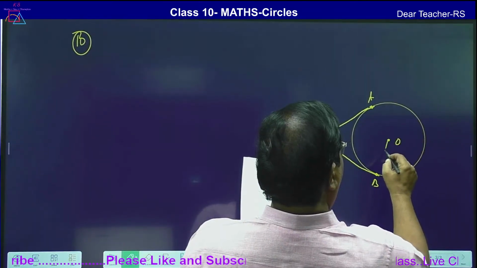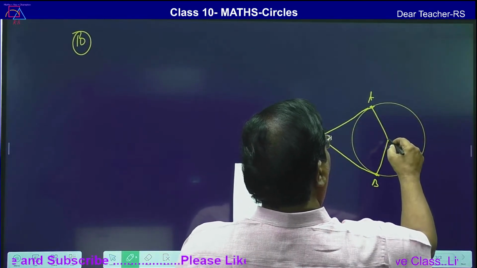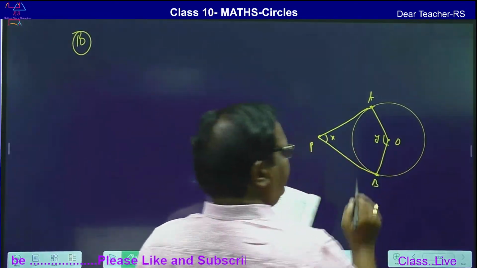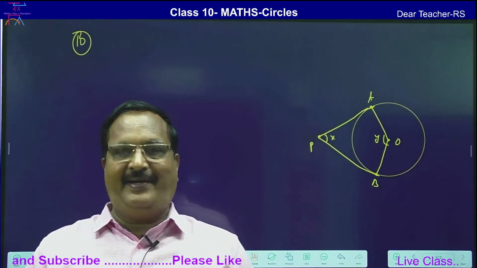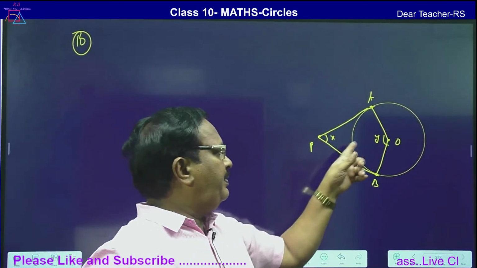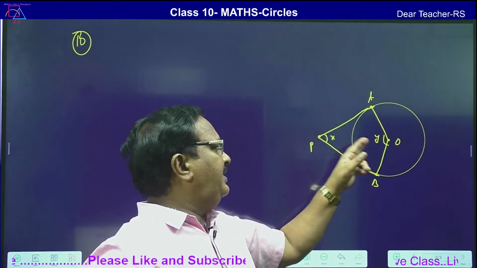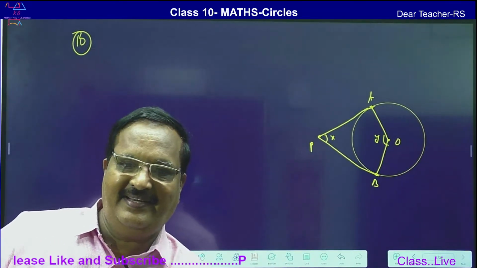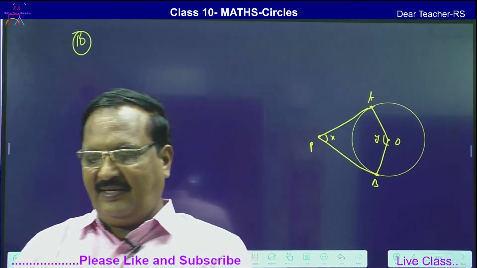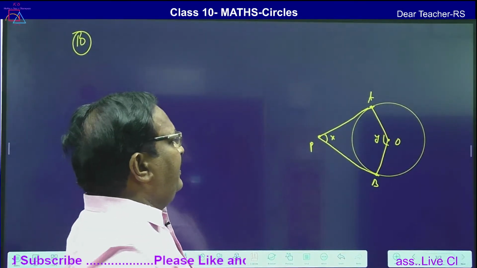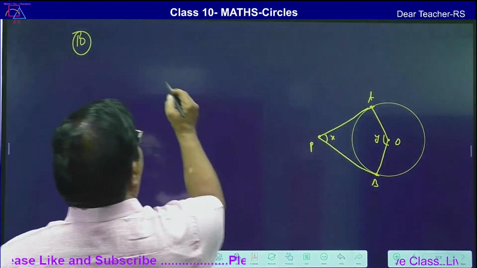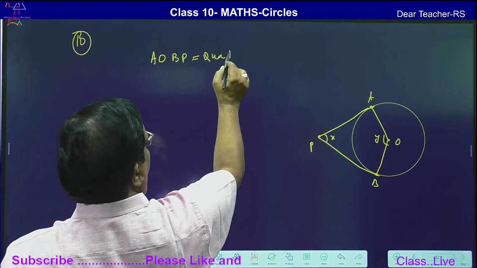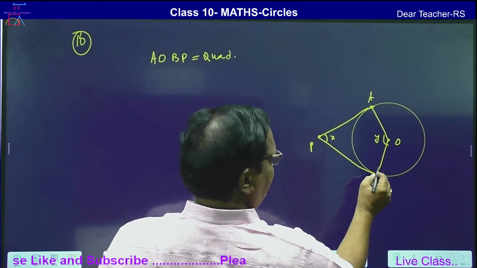That means these two angles, if I say x and y, x plus y is equal to 180 degrees. Okay, x is supplementary to y, or y is supplementary to x, and x plus y is equal to 180 degrees. Very very simple. Okay, very very simple. It is that simple. Now AOBP is a quadrilateral.